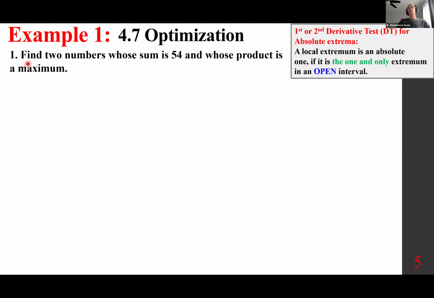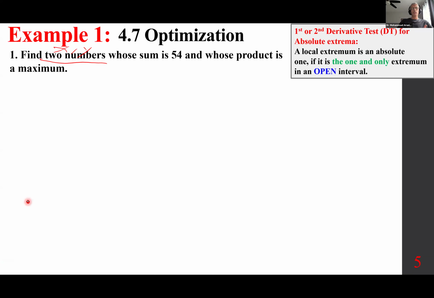So these are some examples of optimization problems, and then we look at a couple of them. For example, find two numbers whose sum is 54 and whose product is a minimum. We're not going to do all of them, but I want to make a point, and that is the following. You need to define your variables first. So the two numbers are x and y. So you let the numbers be x and y. You must define your variables.